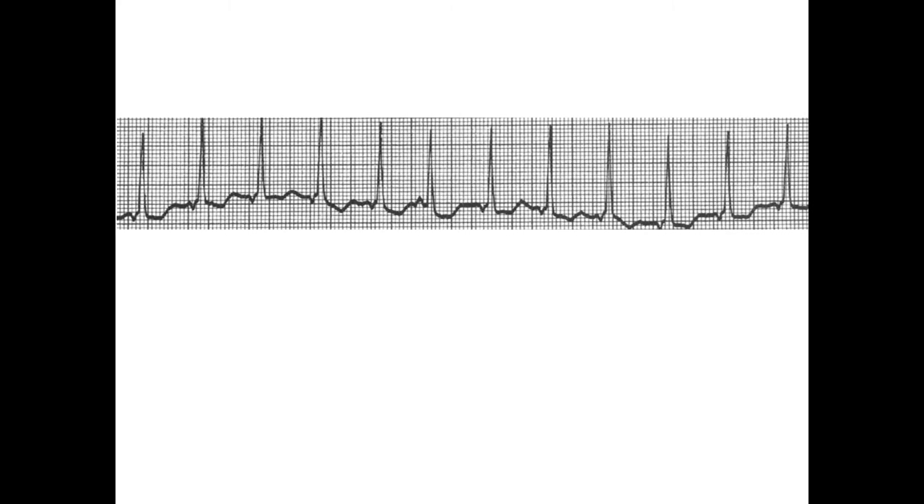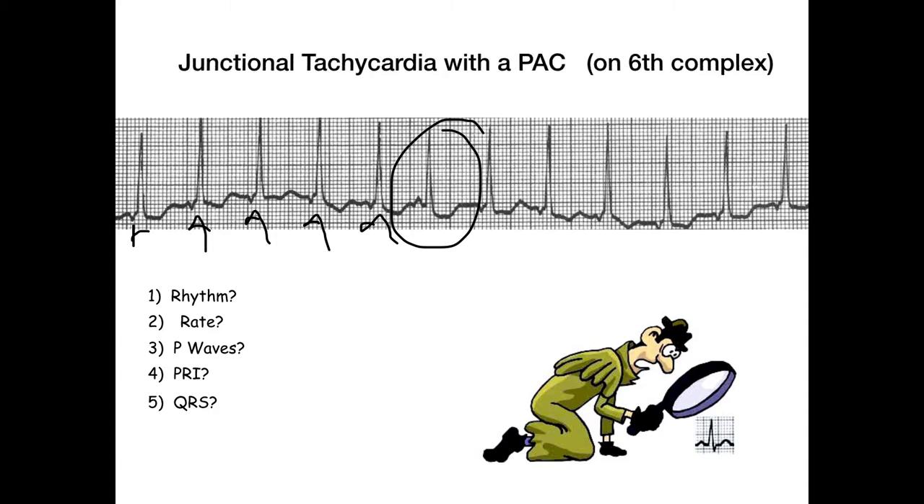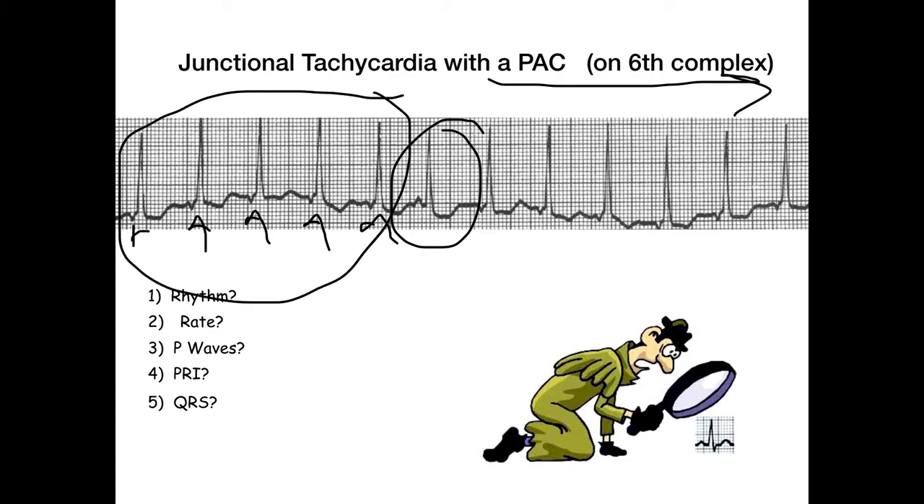Okay, let's take a look at these five criteria again. Let's look out, okay? Let's take a look through this, going down our rhythm strip, okay? So I see some inverted P waves going on here. I see some inverted ones, but all of a sudden I see one that's above, and it looks like it's irregular, okay? So it looks like that's a little bit early. And so what we would call this is a junctional tachycardia with a PAC on the 6th complex. It starts to get irregular after this, so we would report the underlying rhythm, okay?